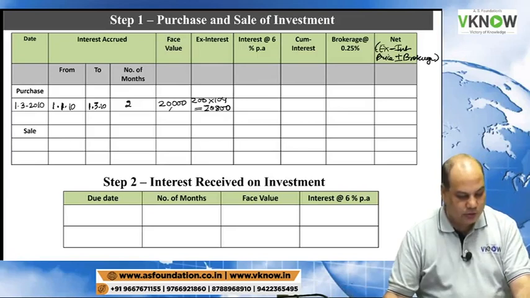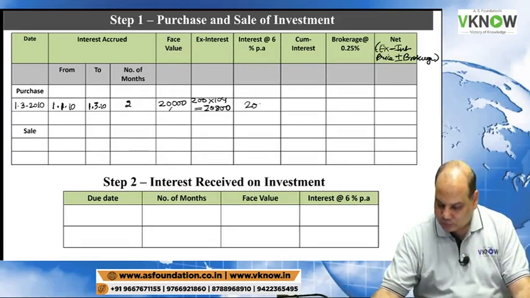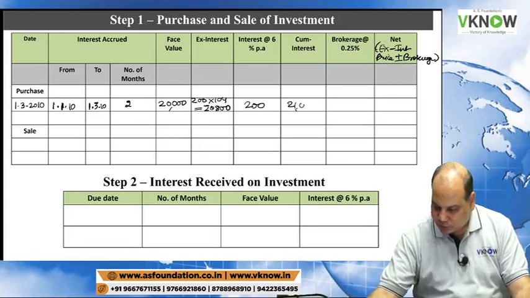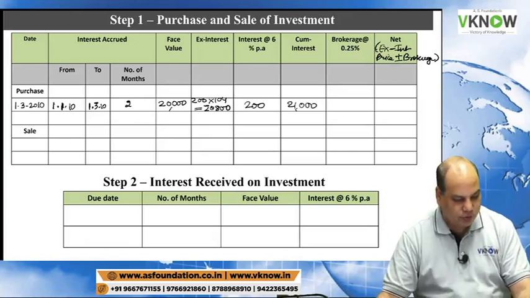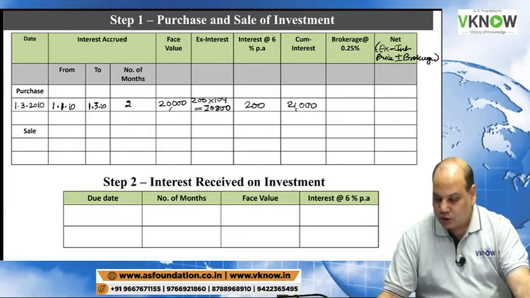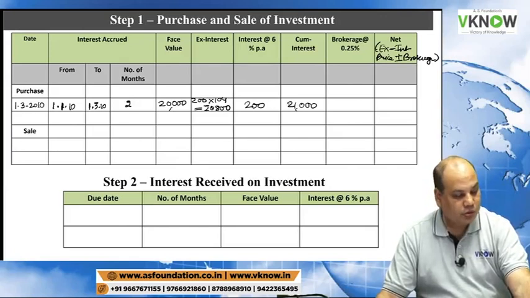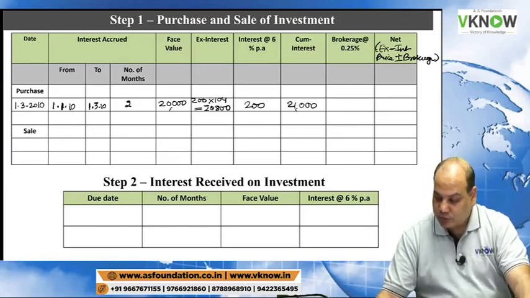How much is the interest? Interest is 200. Cum interest price is 21,000. Brokerage will be on ex interest.